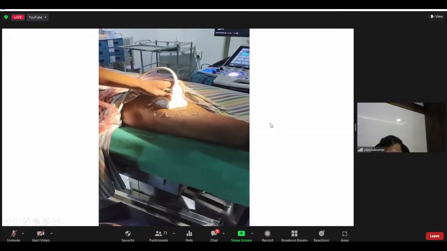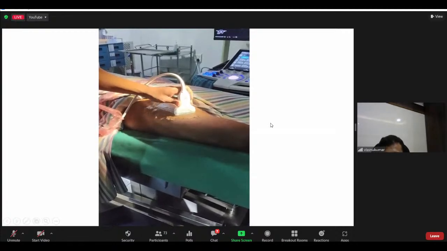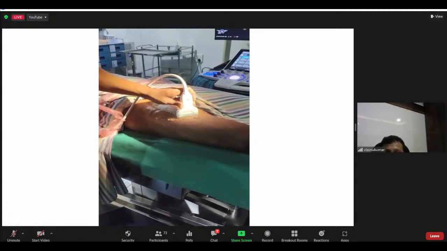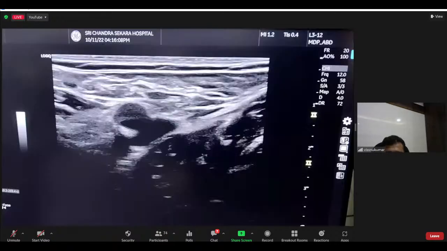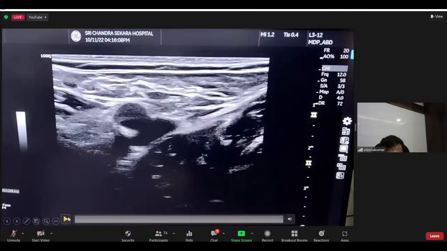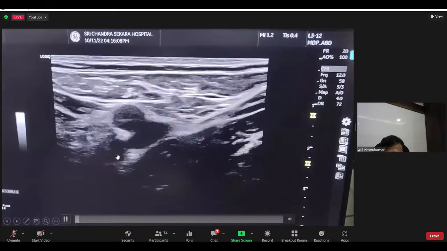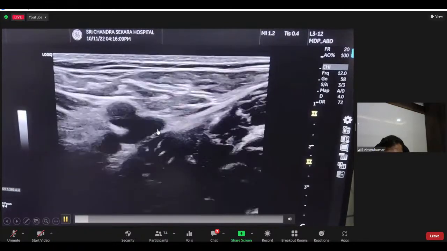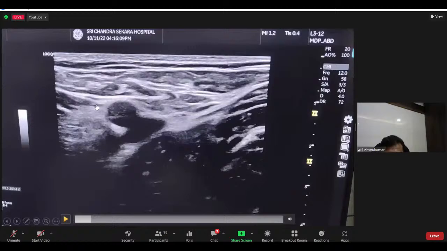Once you scan, what are you basically going to trace? You are going to trace the femoral artery. That's all. Don't identify sartorius, nothing. From above to below, just trace the femoral artery. So now I'm just going to show. Initially, this is the femoral artery, femoral vein, and the femoral nerve is here.